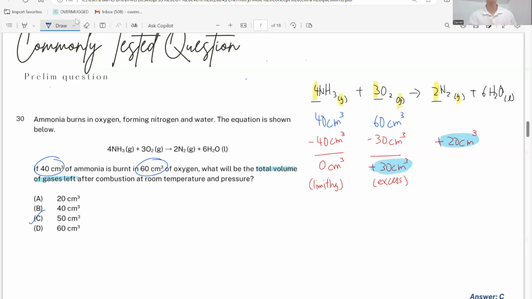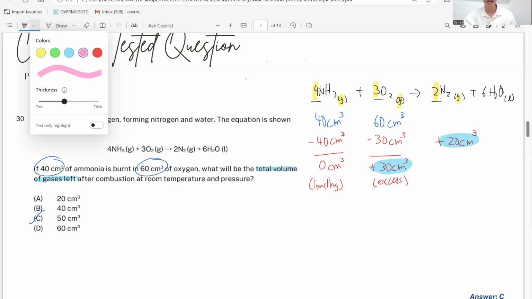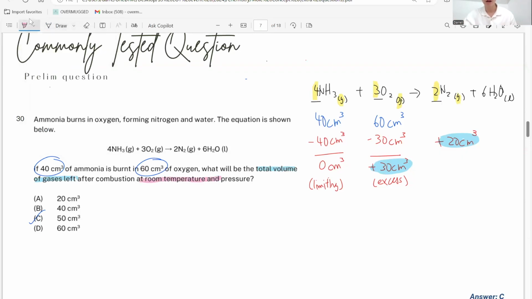Now, one very important question to ask. Sure, you say 4, 3, 2, right? Why do you ignore the 6 water? Isn't it part of the equation? Why did I not calculate the volume of water? Why? Gas, right? So you'll take a very close look over here. This is calculated at room temperature and pressure. What is water state symbol at room temperature?